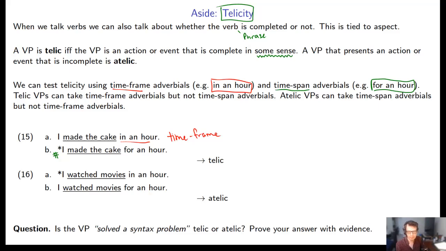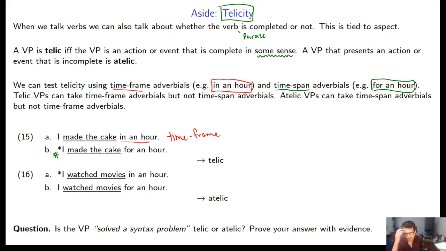Well, if we think of I watched movies in an hour, this is very weird. It's not something you want to complete in a time frame. I watched movies for an hour is a lot better. It's something that you do over a span of time and you can return to. So this is an event that is atelic. It's something that is incomplete that you can return to.